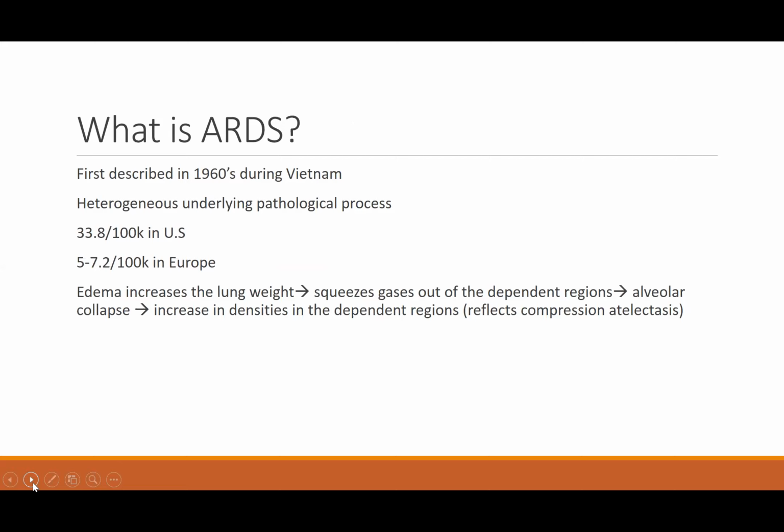ARDS was first described in the 1960s. During Vietnam, we started seeing lots of this heterogeneous underlying disease in the pulmonary system. And something that's really interesting to me is the occurrence of ARDS in the United States. If you look at some of these numbers below, 33.8 per 100,000 in the US, and look at that compared to the numbers in Europe, this is really remarkable. This is somewhere around 7 per 100,000 in Europe. So, why do we have such a higher prevalence of this in the US?